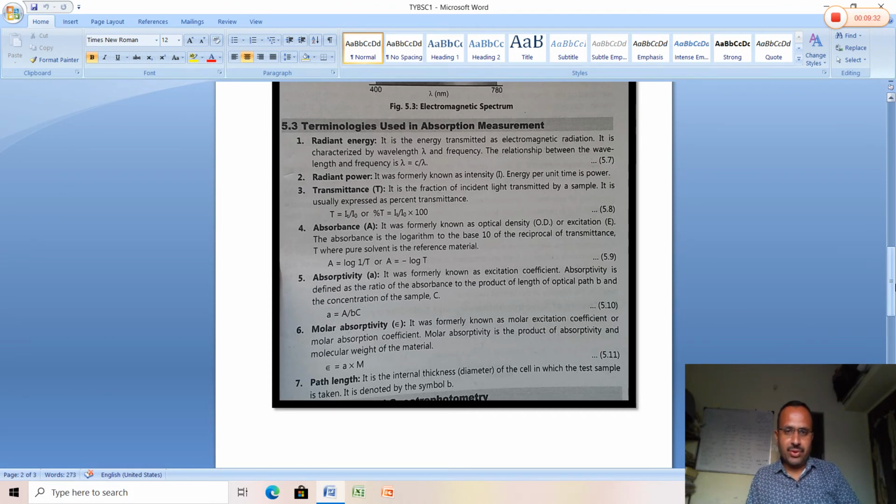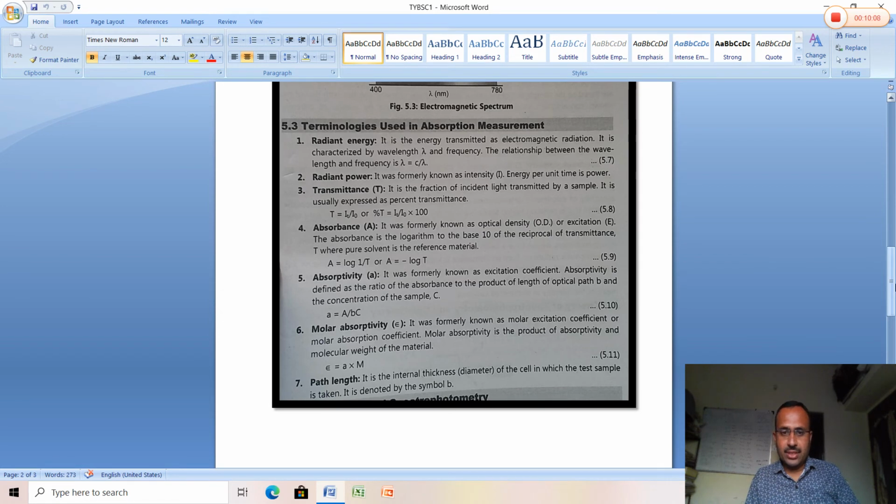Next one is absorptivity. Absorptivity has the abbreviation a. It was formerly known as the extinction coefficient. Absorptivity is defined as the ratio of the absorbance to the product of the optical path b and the concentration of the sample. Concentration is expressed in terms of moles per liter. So small a is equal to capital A upon b into c. That is nothing but the absorptivity.